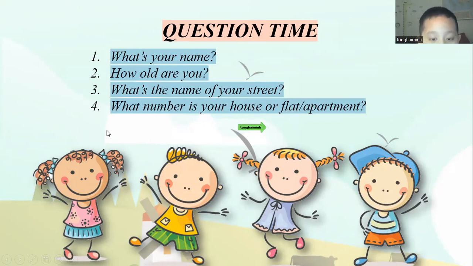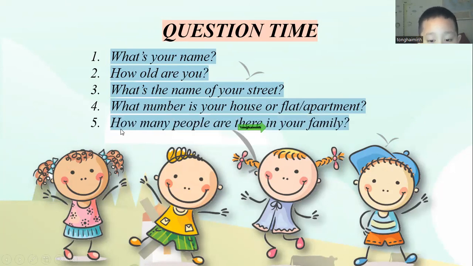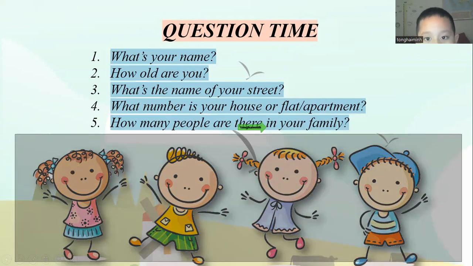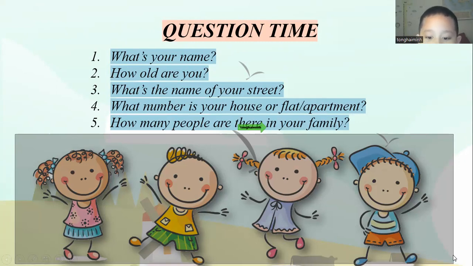Very good. Okay, so how many people are there in your family? Okay, you say, I live in one family, and in our family, there are four people. Very good. Okay, so now, Min, kindly look at the children below. How many children can you see? There are four children. Very good.